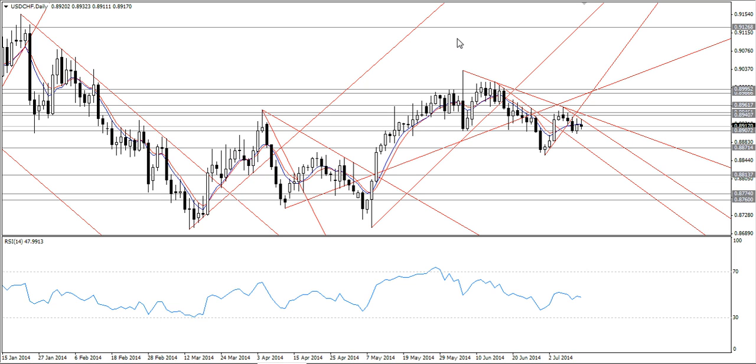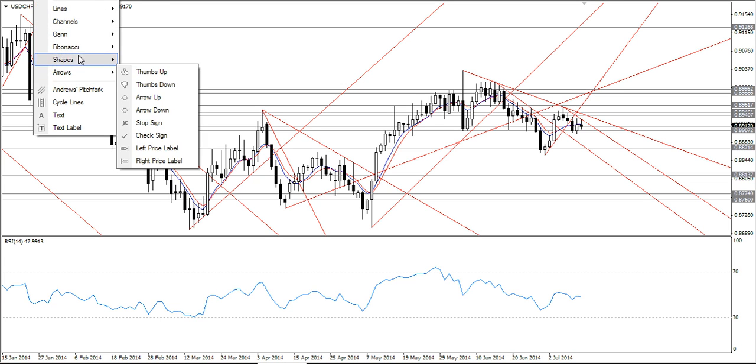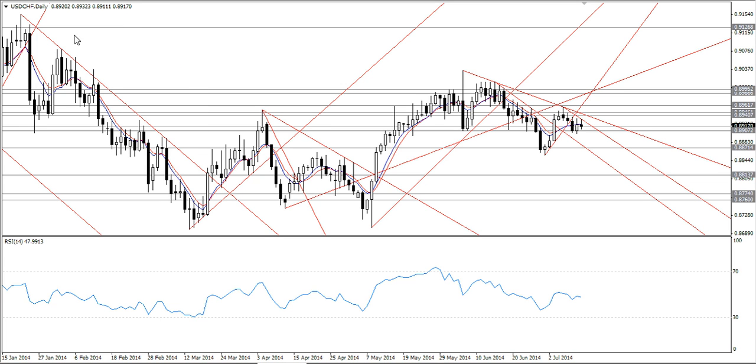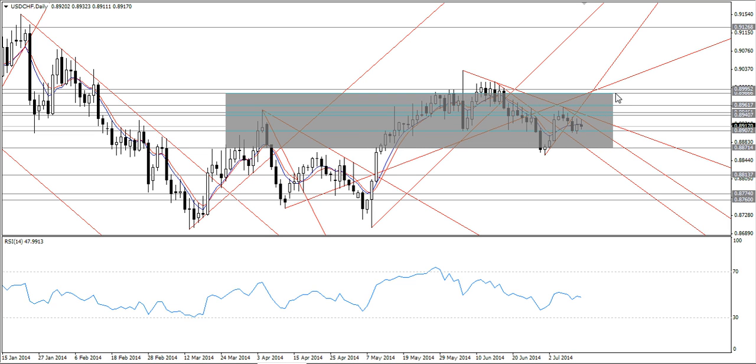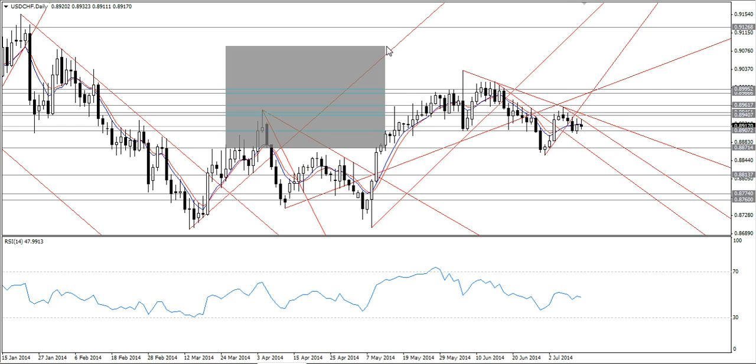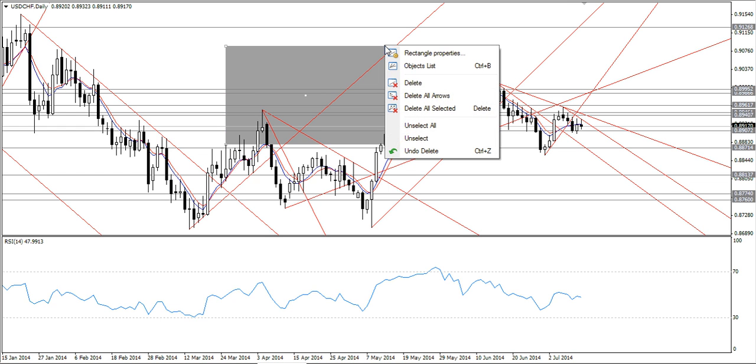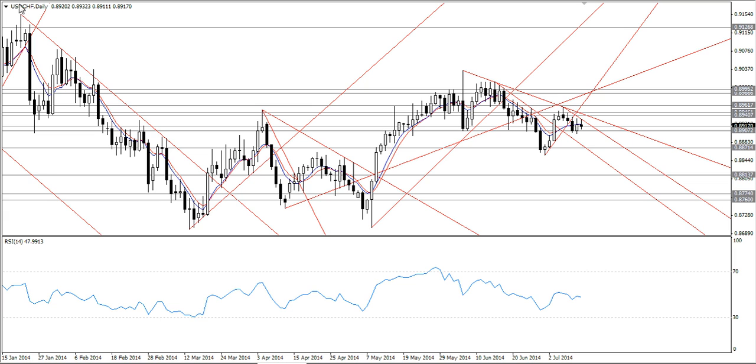And one other quick thing I just saw is that we're actually in a channel now. It's a very long-term channel on this daily chart. Let me show you. Put in a little rectangle or something to highlight this area. Right here. Yeah, we're in there. Okay. Get rid of that. We don't need to keep that in there. Okay, that's it for the US dollar to franc.